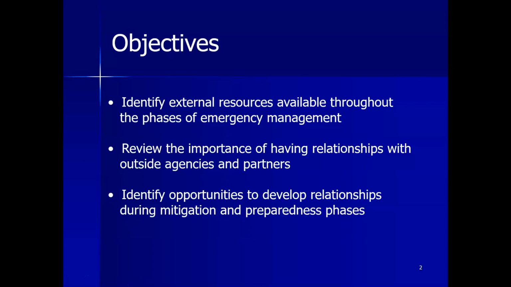So let's go over the chapter objectives. First, we're going to identify external resources available throughout the phases of emergency management. Then we're going to review the importance of having relationships with outside agencies and partners. Then we're going to identify opportunities to develop relationships during mitigation and preparedness phases.